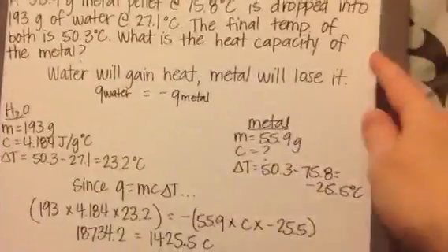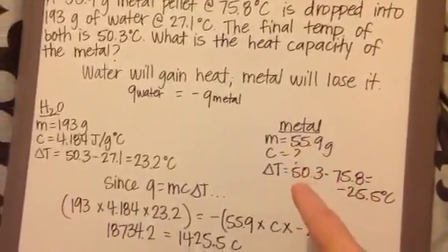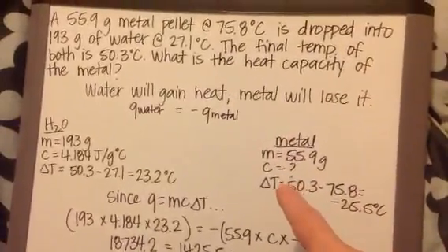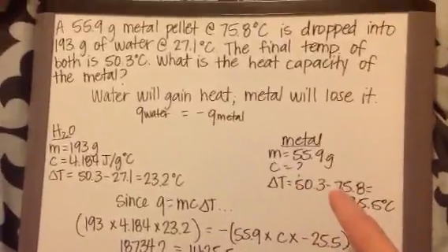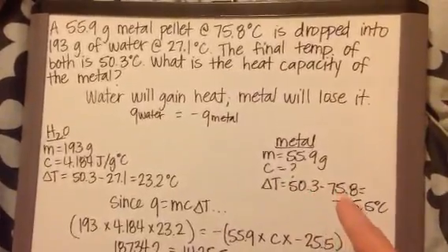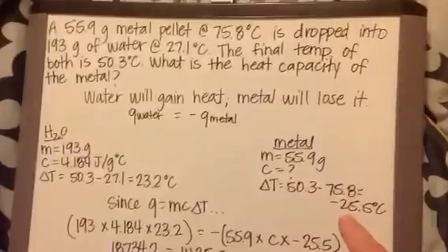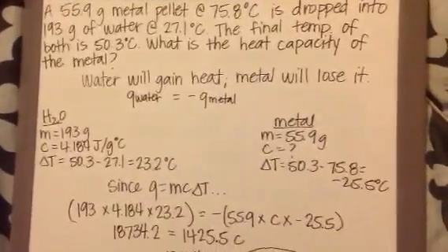For the metal, we're solving for C. Delta T here is going to be negative because its final temperature is lower than its initial temperature. Remember, it's final minus initial, so one of them is always going to be negative. Well, not always, but usually.